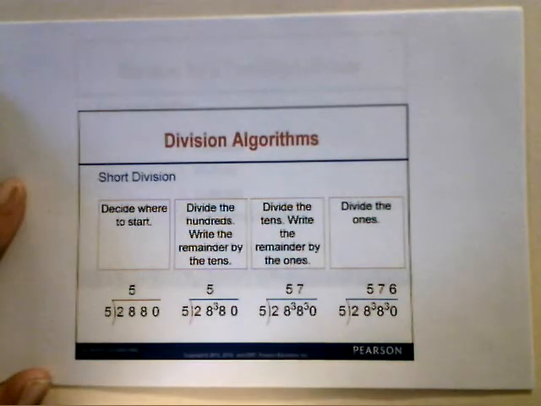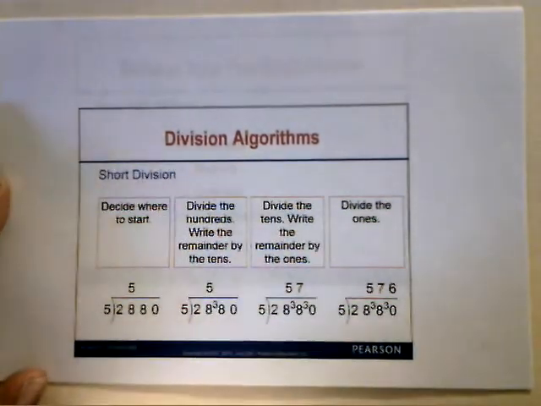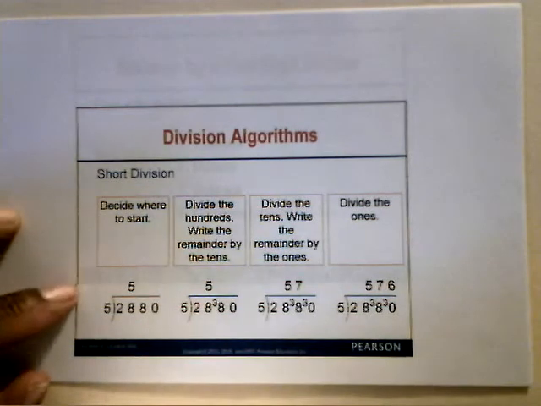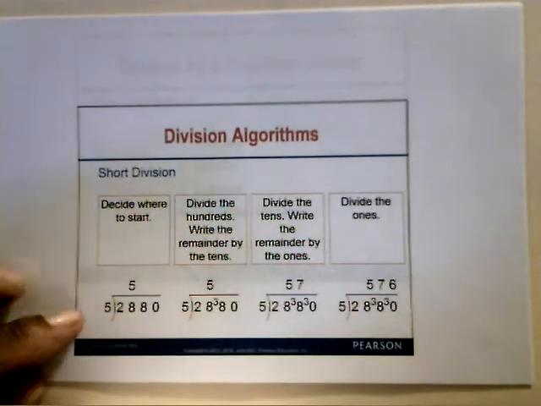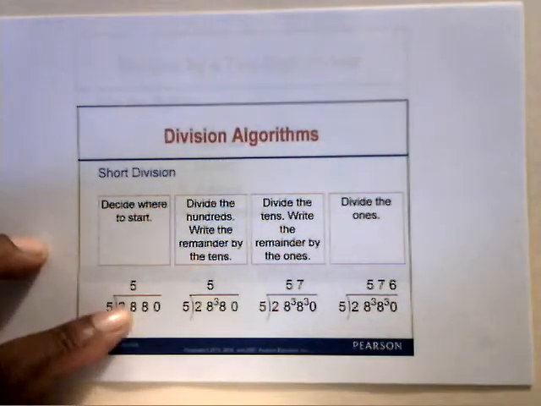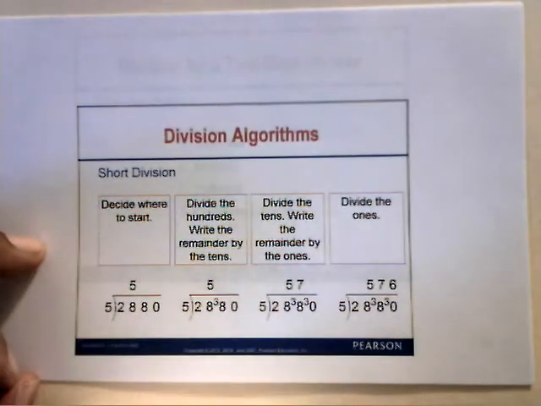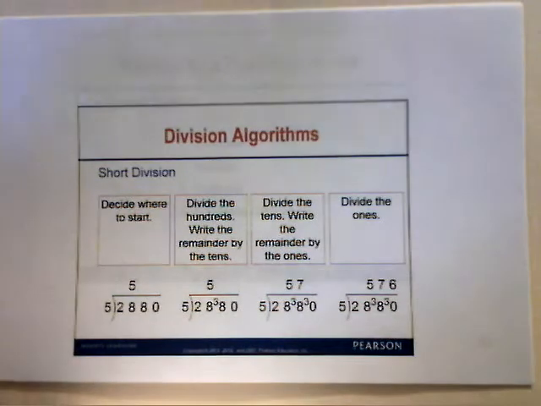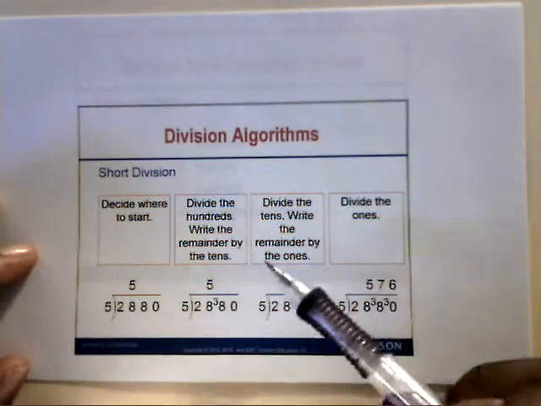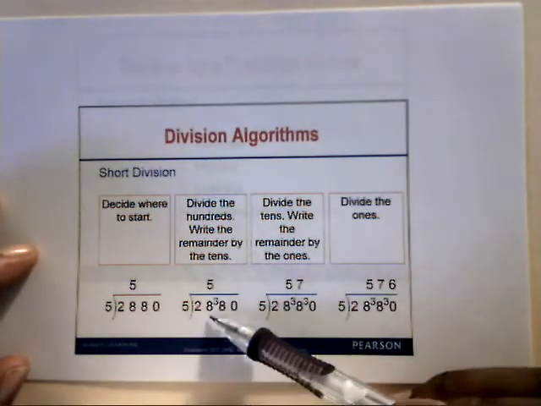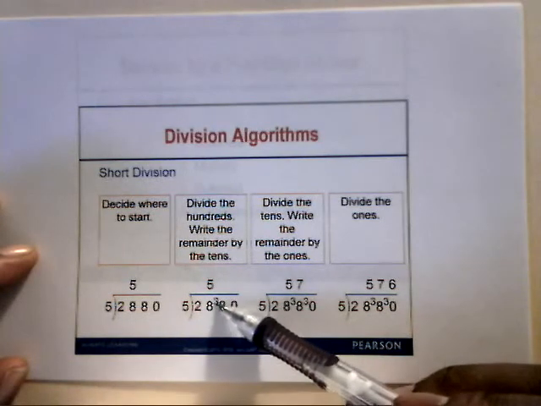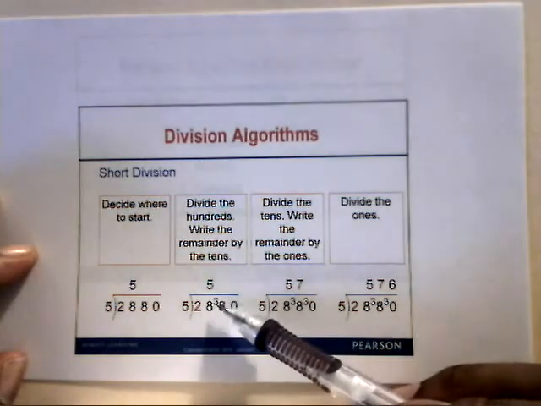And then another division algorithm will be short division. So here you want to decide where to start. Like in this case here, 2,880 divided by 5. We divide 5 into 28. That would go 5 times. Now we divide the hundreds and write down the remainder by the tens. We've got 3 left over, because 5 times 5 is 25. 25 from the 28 will give you 3 left over, so we write down the 3 here.